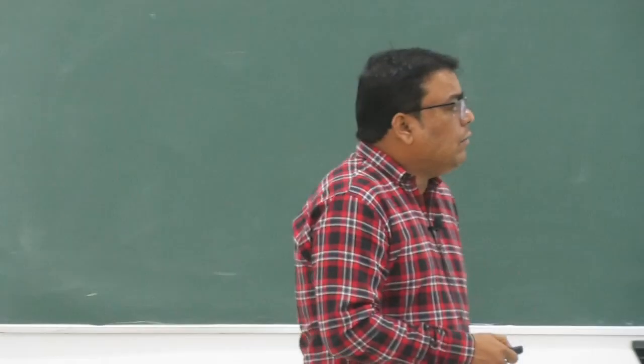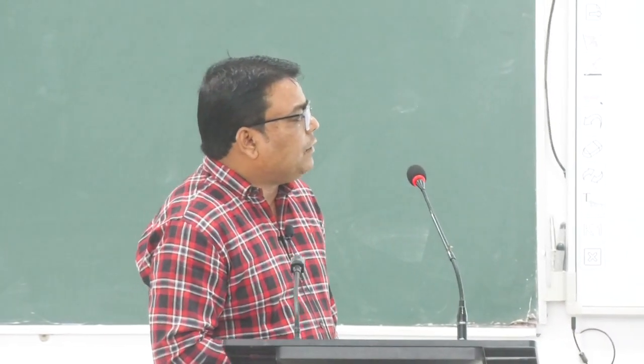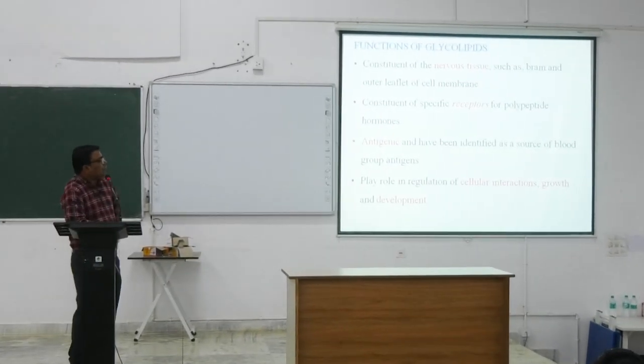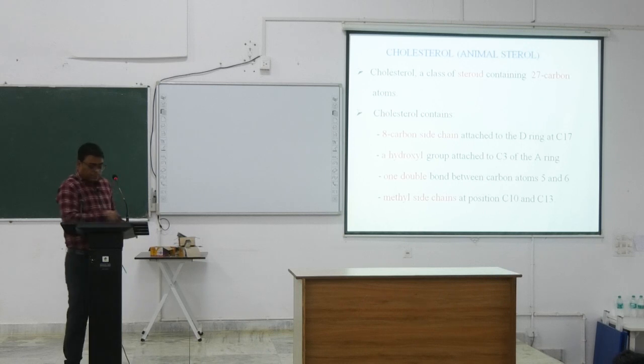Now it is a specific receptor of polypeptide hormone. There is a hormone which takes a signal for its function. Also antigenic properties, cellular infection, growth and development. This is the overall major function of this glycolipid. Okay. Now move on to the next one.